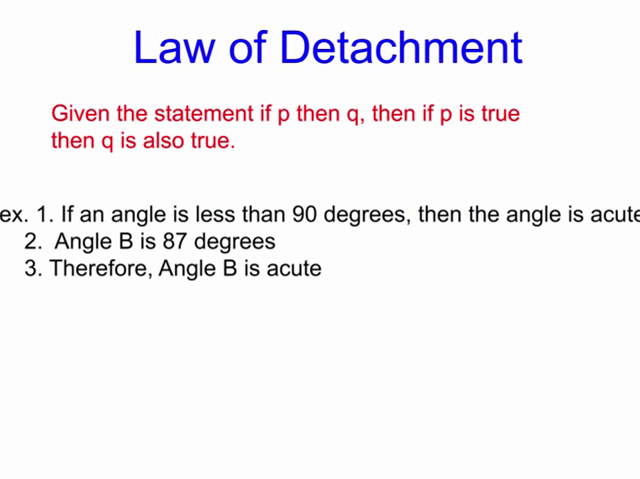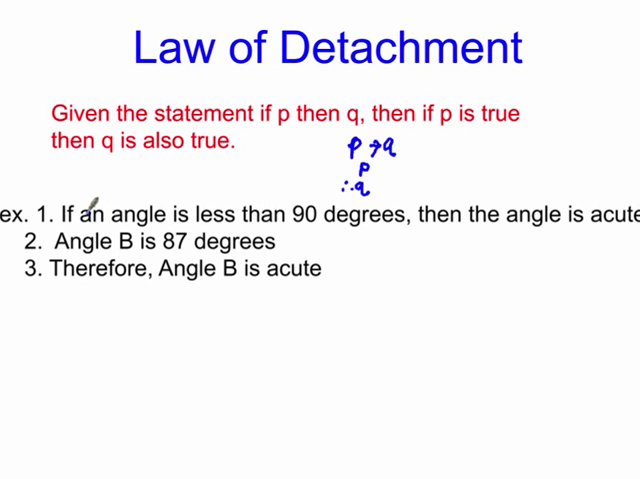Our next law is the law of detachment. It says, given the statement if P then Q, then if P is true, Q also has to be true. This is basically just saying that if I know that P implies Q, and I know that P is true, then Q must also be true. This seems like a pretty common sense one. So here's an example showing that.